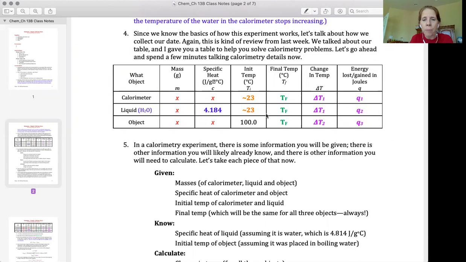And then you oftentimes will be given the final temperature. Now, if you're doing a calorimetry experiment live, then you're not going to know the final temperature until the experiment is over. And that's how you know your experiment is done, is when the temperature is unchanging.